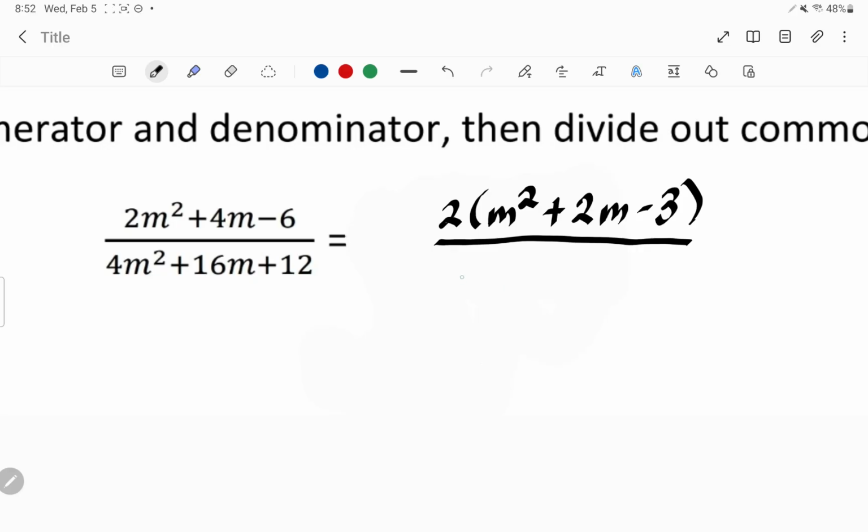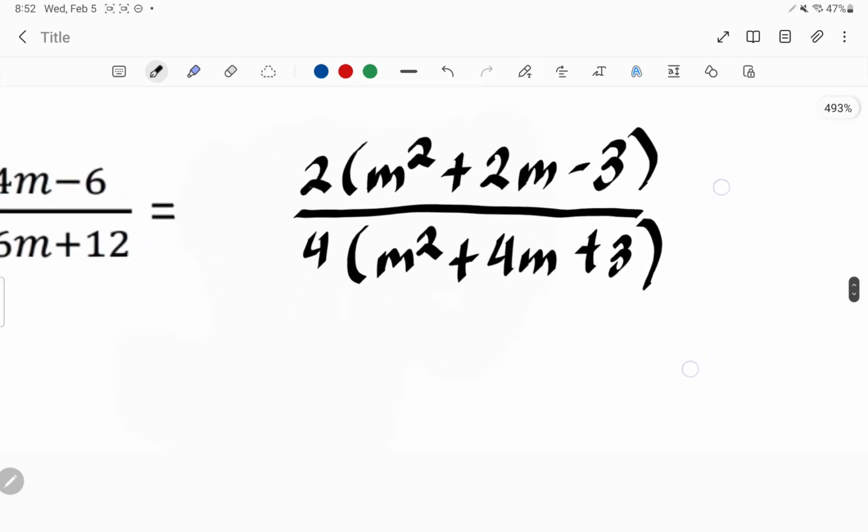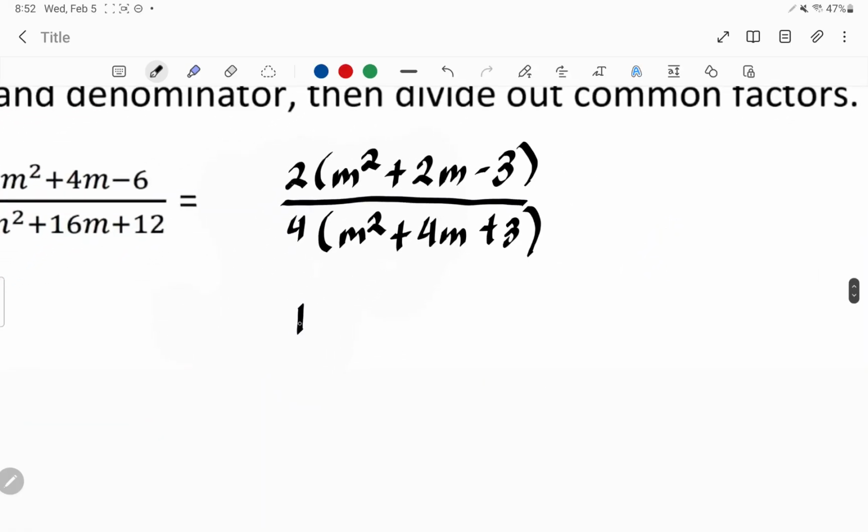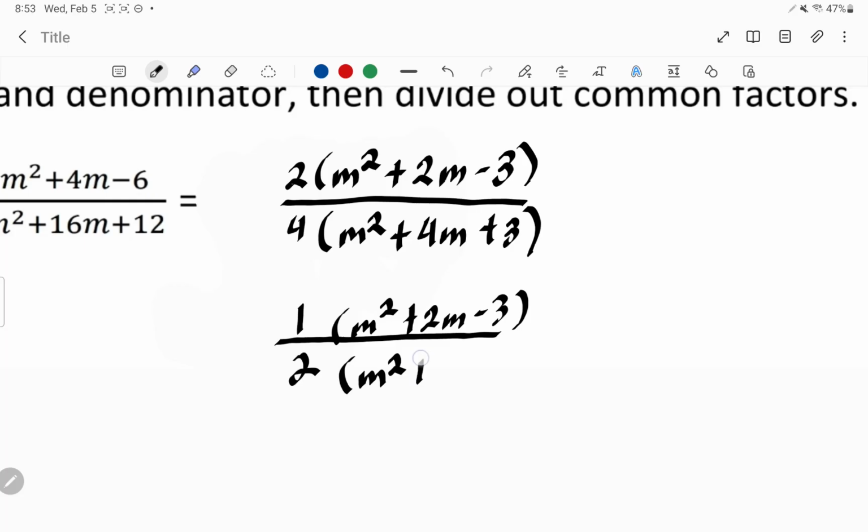We're going to do the same thing to the bottom. Actually, you can do even a bigger number on the bottom. We can take out a 4. So the first one's going to be m squared plus 4m plus 3. Now we have everything that we need. We just kind of simplify here. Now this 4 and that 2 is going to turn into a 1/2. So now we have 1/2 times m squared plus 2m minus 3. On the bottom we have the same thing, m squared plus 4m plus 3.